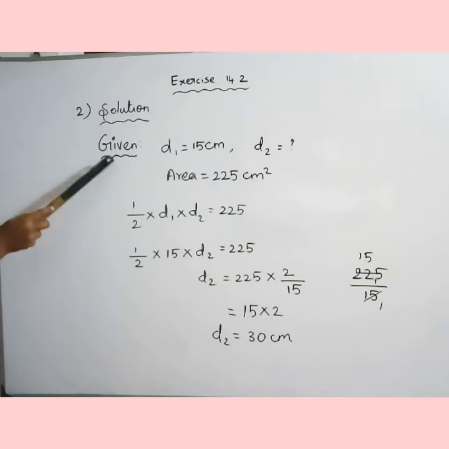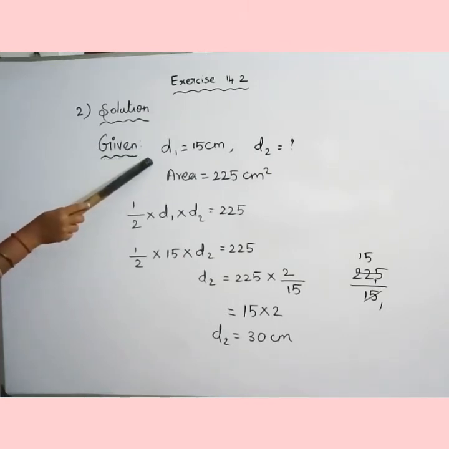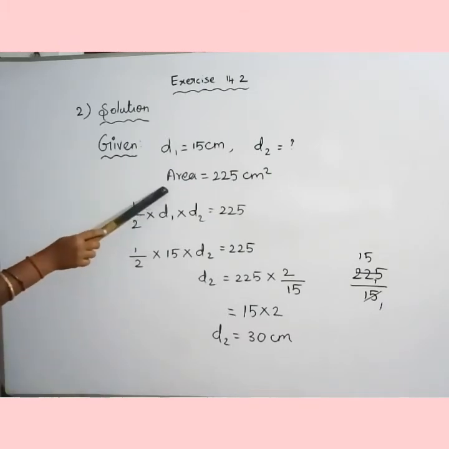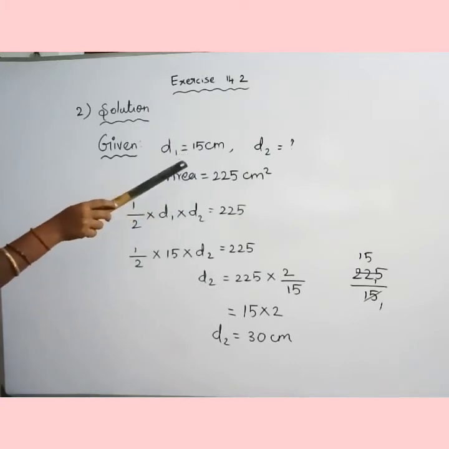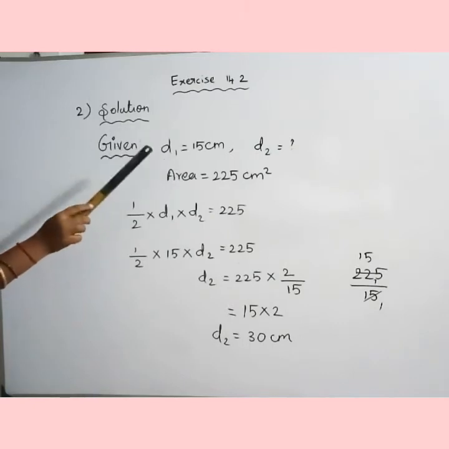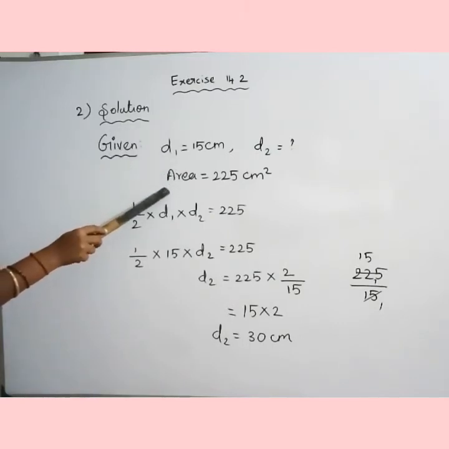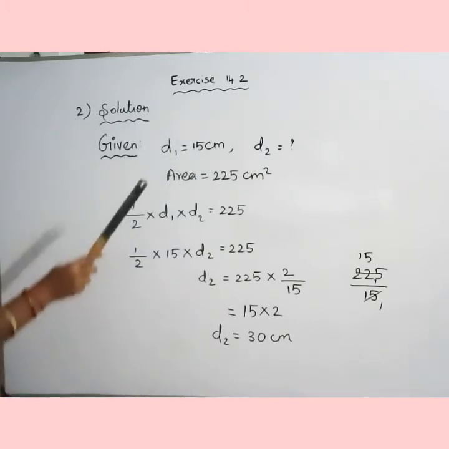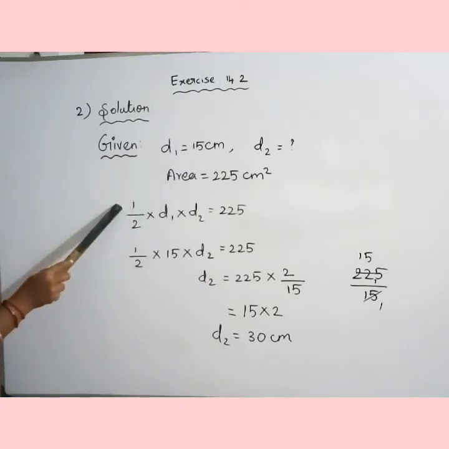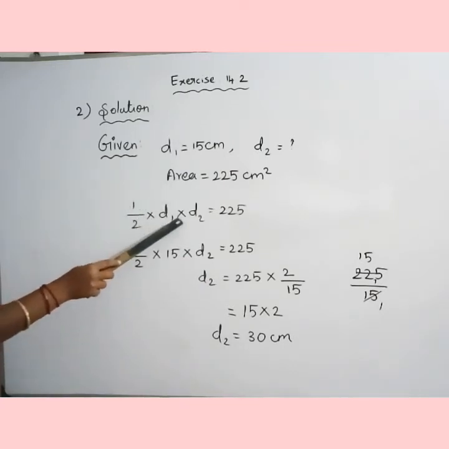Second one, given diagonal of a rhombus is 15 centimeter. Area is given, 225 centimeter square. Find the other diagonal value, that is d2. d1 is given, area of the rhombus is given, and then find the value of d2. Clear? Next, area of a rhombus is half into diagonal 1 into diagonal 2.